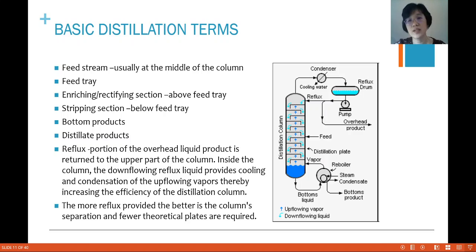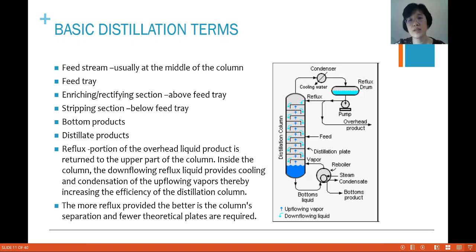The section above the feed, we call it the rectifying section or enriching section. The section below the feed, we call it the stripping section. So we have a bottom product, and the distillate product, or we call it the overhead product.